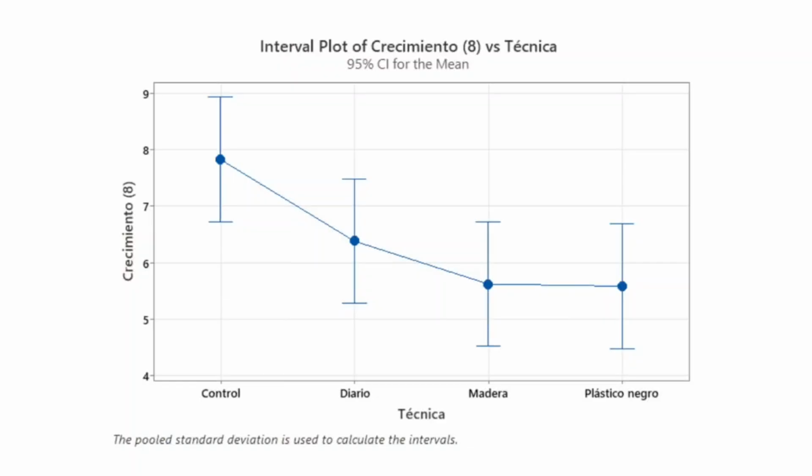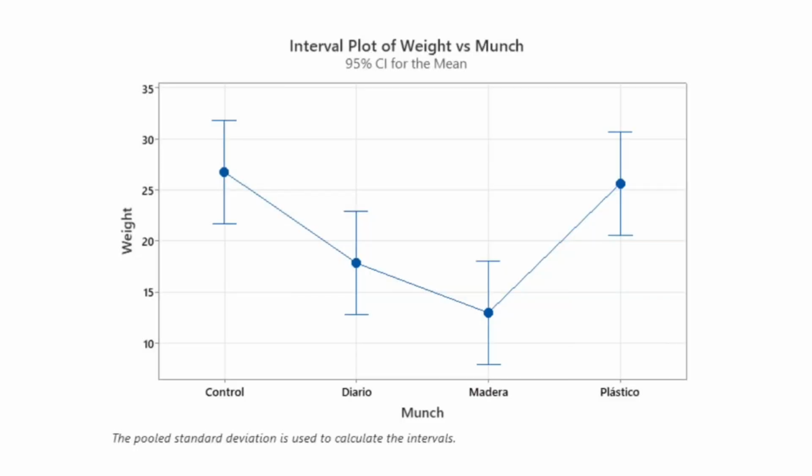And then we have figure number 5, which displays the effect of mulch technique on cabbage growth. We have then figure number 6, showing the biomass produced, which varied among the different mulch treatments.